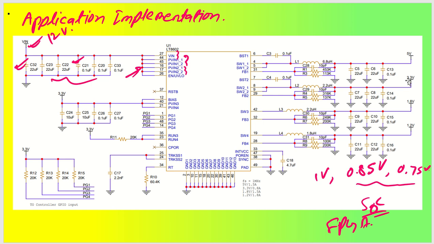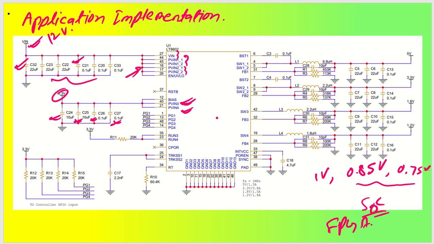One of the outputs of the high voltage converters is used as input to the low voltage converters. That's the reason 3.3 volt has been used at PVIN3 and PVIN4. Similar to that, 10 microfarad plus 0.1 microfarad will be close to PVIN3, and one more 10 microfarad plus 0.1 microfarad will be close to PVIN4. So this is how we are going to design.